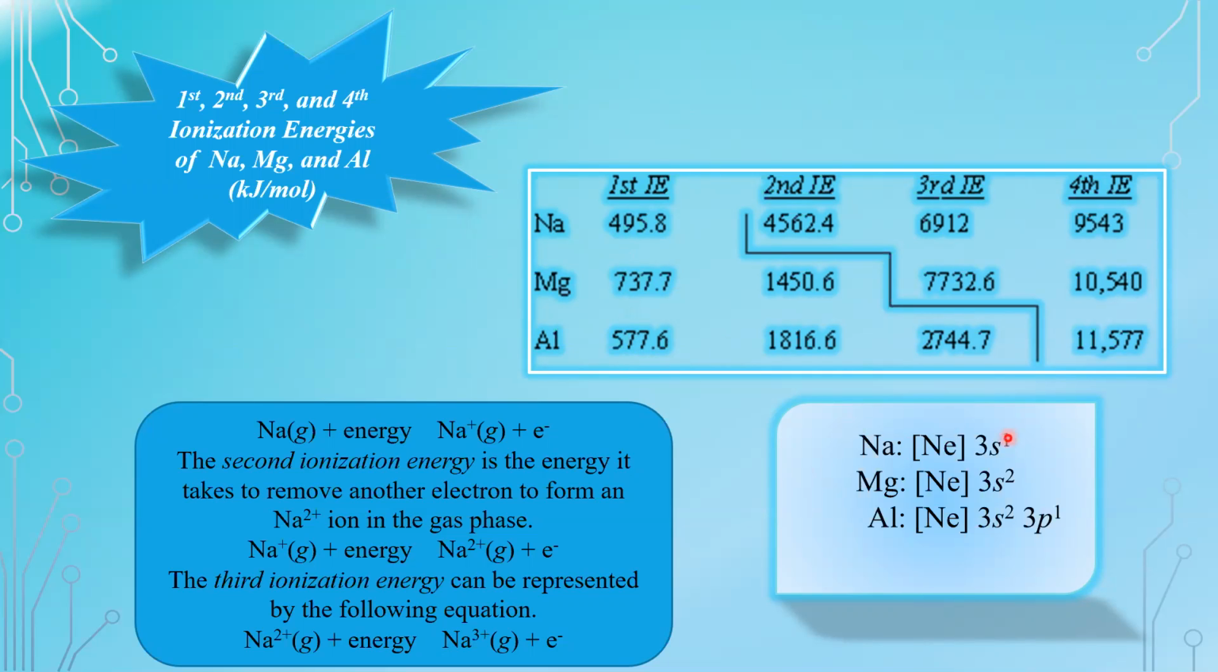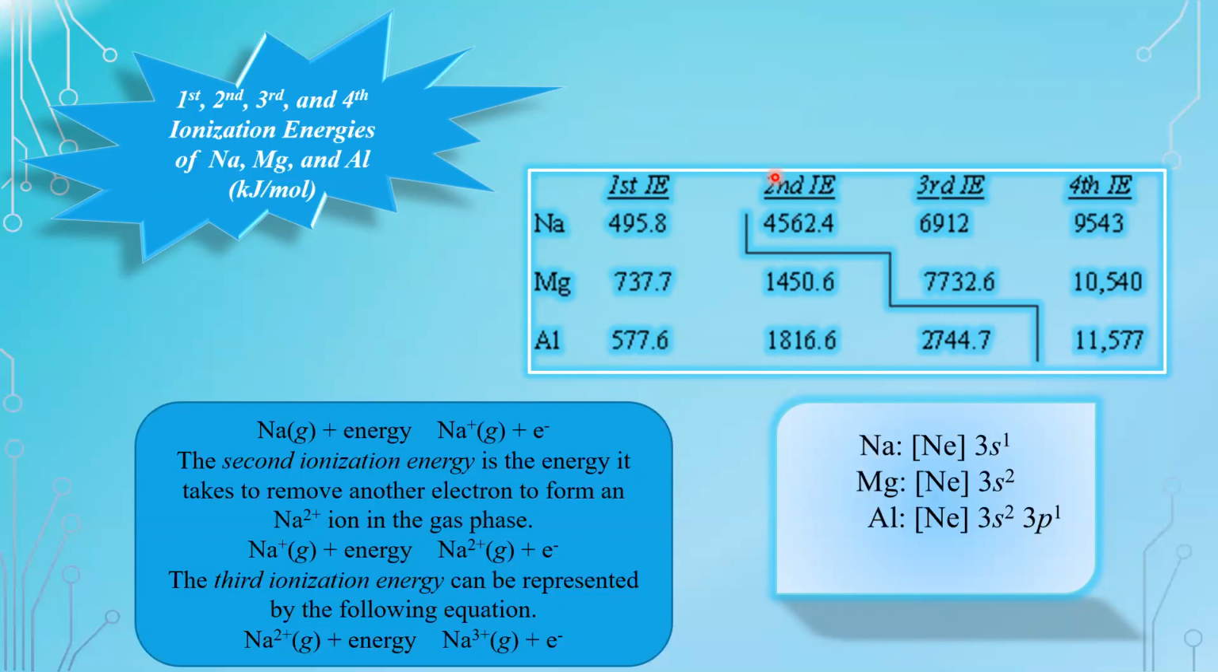Now it is very clear from the electronic configuration of sodium, magnesium and aluminium that the first ionization energy of sodium is less than that of magnesium. Whereas the first ionization energy of aluminium is also less than that of magnesium, but it is more than sodium because the shell is increased. It comes into 3p.